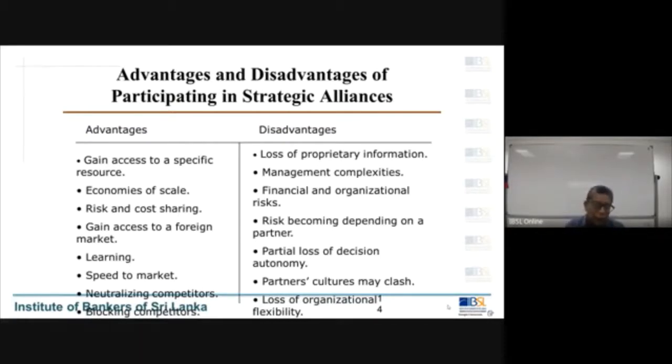There may be advantages and disadvantages of strategic alliances, right? Because both parties benefit. We may have good access to specific resources, can obtain economies of scale, and risks and costs can be shared, right? We can gain access to foreign markets sometimes, and we can learn. So there are some advantages as well as disadvantages of having a cooperation.